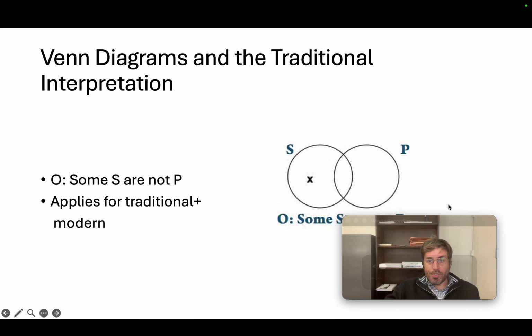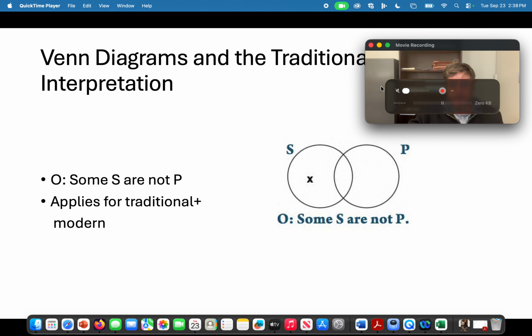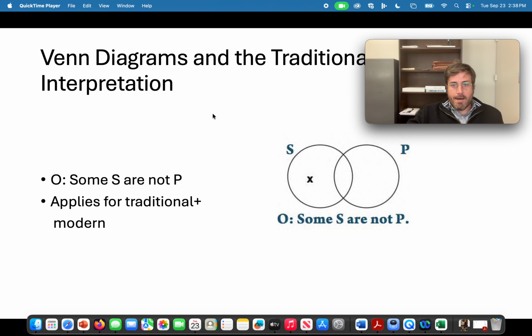For our O proposition, this is again the same. Some S are not P, the particular negative. This takes the same form as on the modern. We need an X out in region 1 in the subject group that is definitely excluded from regions 2 and 3 to indicate that the member of the S group is definitely not in the P group. And that's what the meaning of the O proposition states.